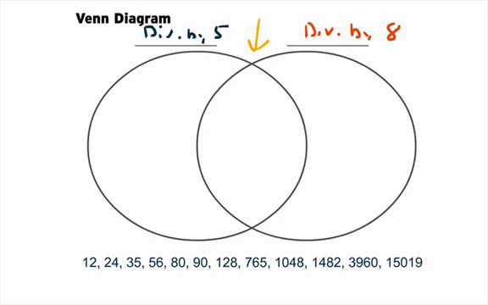And if any number is not divisible at all by 5 or 8, then we just leave them outside of the circles. So let's try to do numbers divisible by 5 first. Alright, if we take a look at our list, remember the rule for 5. It has to end in a 5 or a 0 for it to be divisible by 5. So the numbers divisible by 5 in this case would be 35, so we're going to put that over here, 90, and 765. Now keeping in mind that these are the numbers that are only divisible by 5.